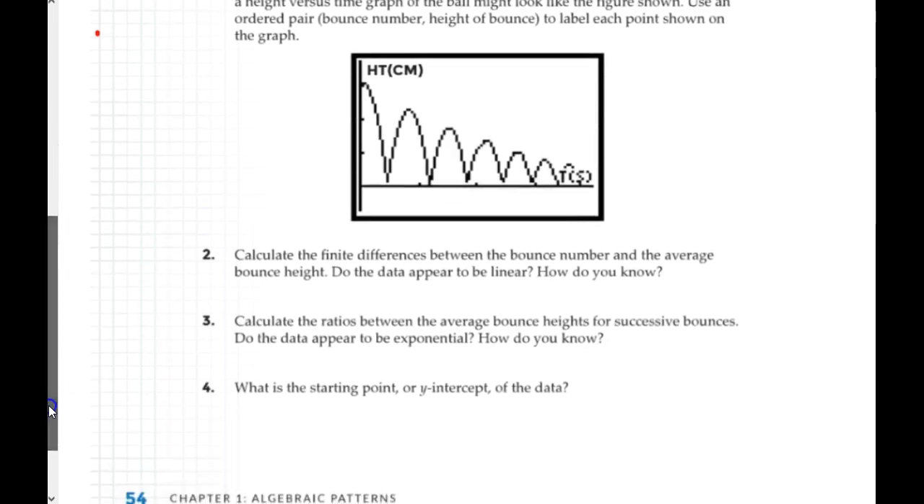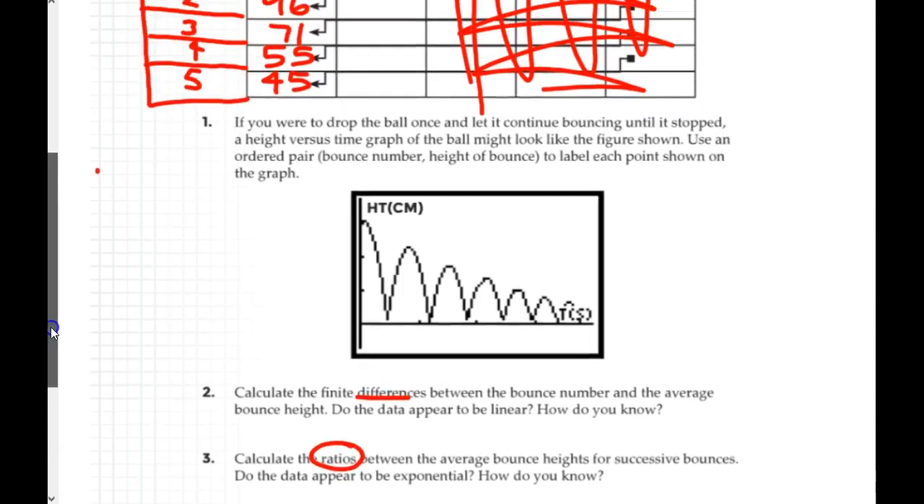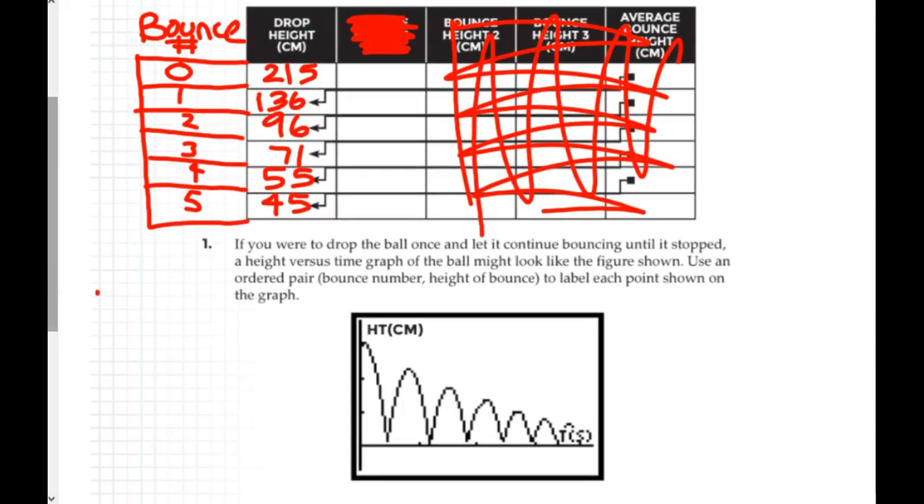All right, all that to say, we are down here. Now it tells us to do 2 things on number 2 and 3. First, we're going to calculate the finite differences, and then the average bounce ratios. So first, let's do the differences, and then we'll do the ratios. I'll do this on a calculator in my hand here. Remember, difference means subtraction, right? So 136 minus 215 is negative 79.